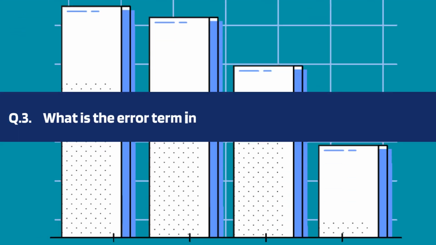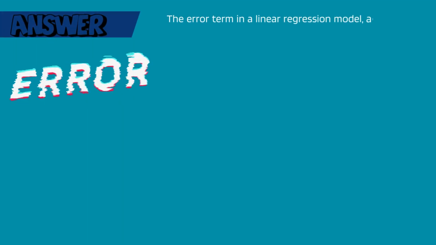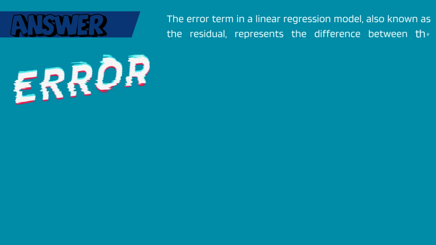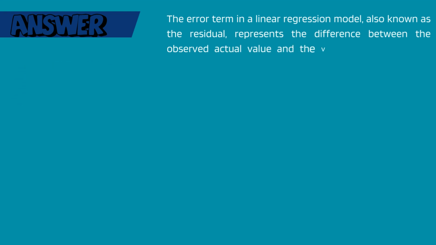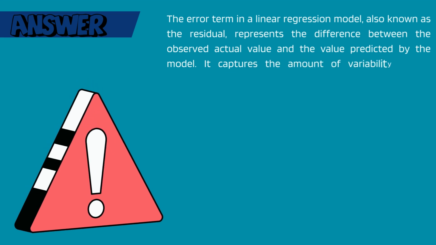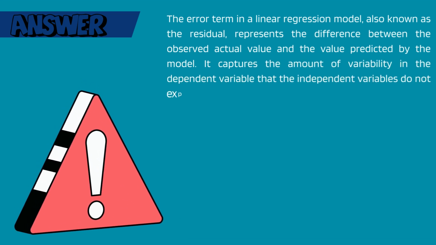What is the error term in a linear regression model? The error term in a linear regression model, also known as the residual, represents the difference between the observed actual value and the value predicted by the model. It captures the amount of variability in the dependent variable that the independent variables do not explain.